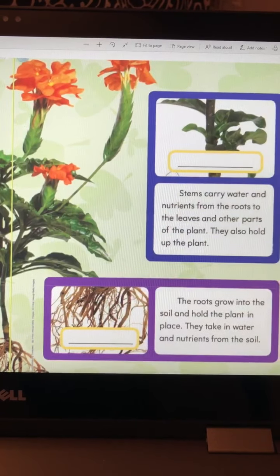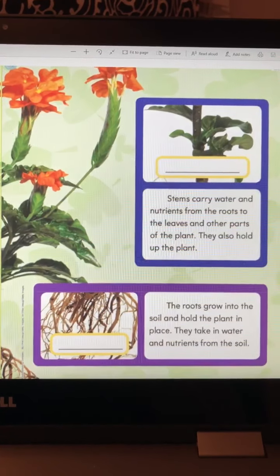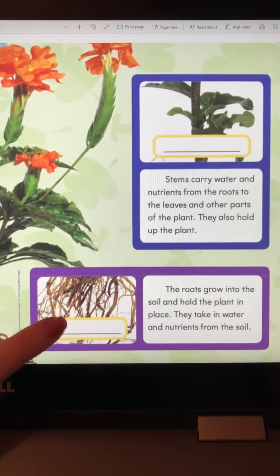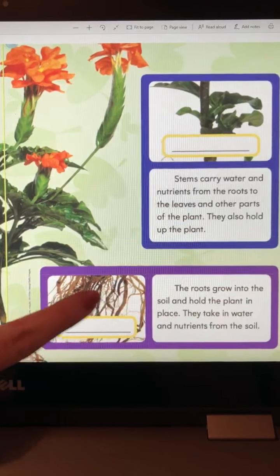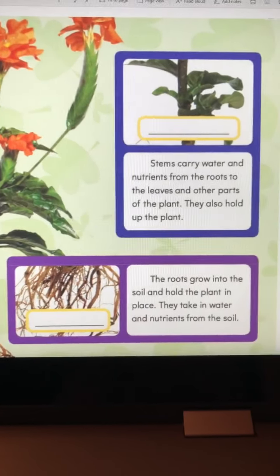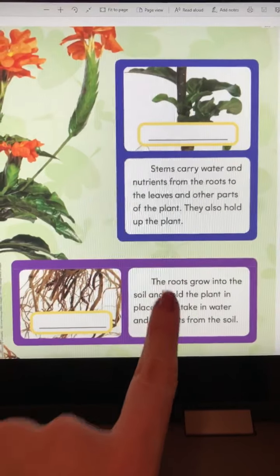It takes it up the stem so that it goes to the leaves and it goes to the flower and the rest of the plant. Then down here is the last part. This part is very stringy. It's kind of crazy looking. That part is found under the soil. We call those the roots.